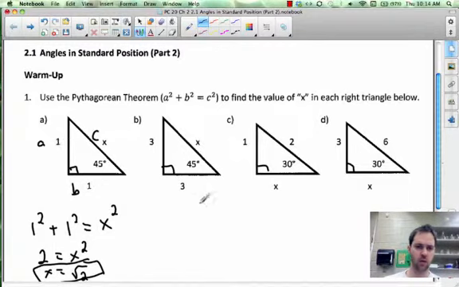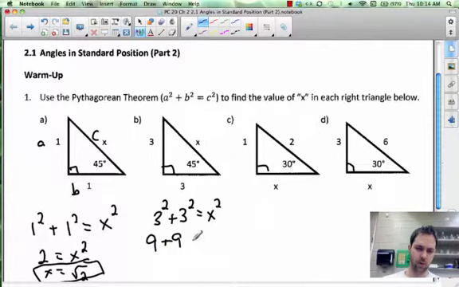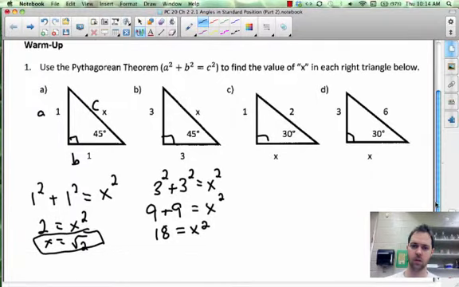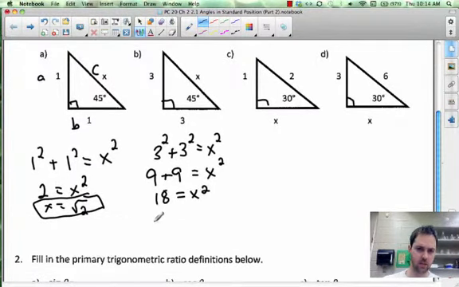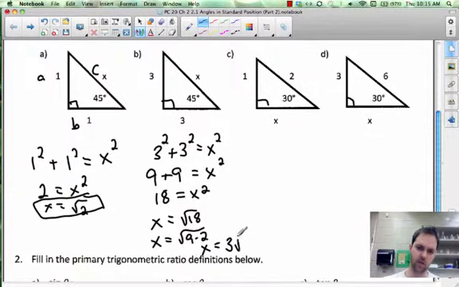Each of these sides is 1. Each of these sides is 3 times the length of this side. So let's see what happens when we use our Pythagorean theorem to find the side length of x. We get 3 squared plus 3 squared, which is 9 plus 9, equals x squared. 18 is x squared, which means x is root 18, and root 18 can be written as the root of 9 times 2, and we know that the root of 9 is 3, so this can be written as 3 root 2.